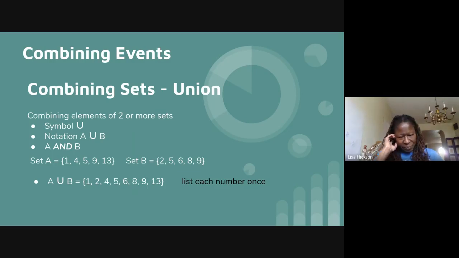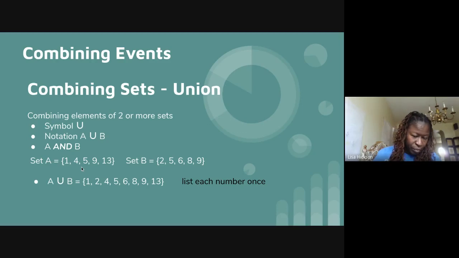All right, now we have operations that we do with sets. And one of those operations is called a union. And a union is self-explanatory. When we unite something, we put them together. So a union is combining the elements of 2 or more sets. This symbol looks like a U. Okay? So as a notation, it will have a set, the union symbol, and then the set that it will be uniting with or combining with. And if it were in words, it's A or B.